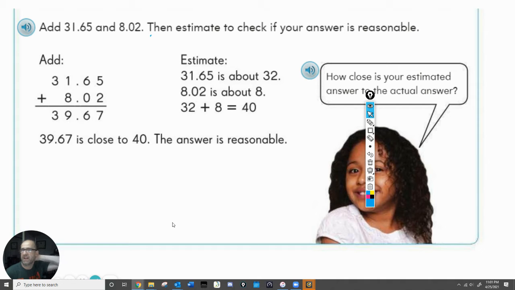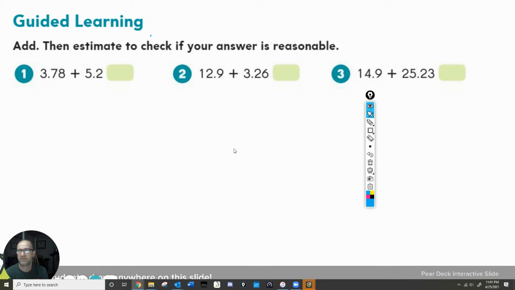You can add and then estimate to check if your answer is reasonable. That also makes sense. That's what they got by adding. Estimating it is about 32 plus 8 is 40. Yeah, answer is reasonable. Okay. You're going to add and then estimate to check to see if your answers are reasonable. All right, pause me in a couple seconds, and then I'll do the same. And when you restart, I'll have answers. Thanks. Pause me.